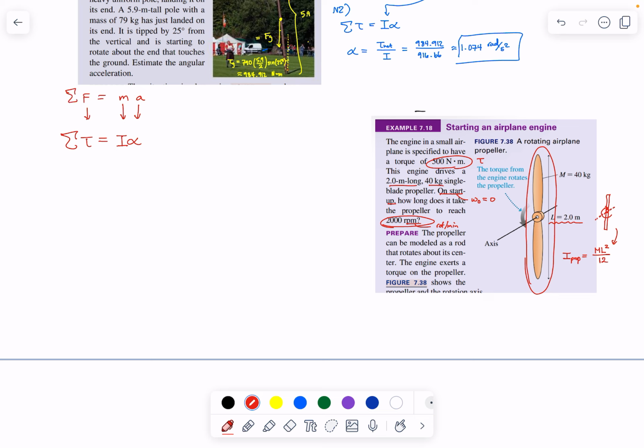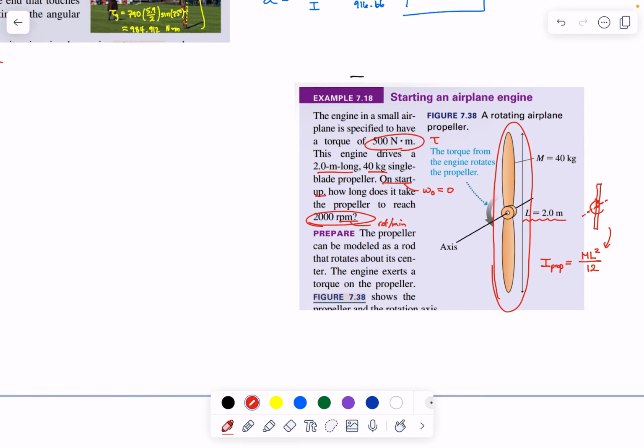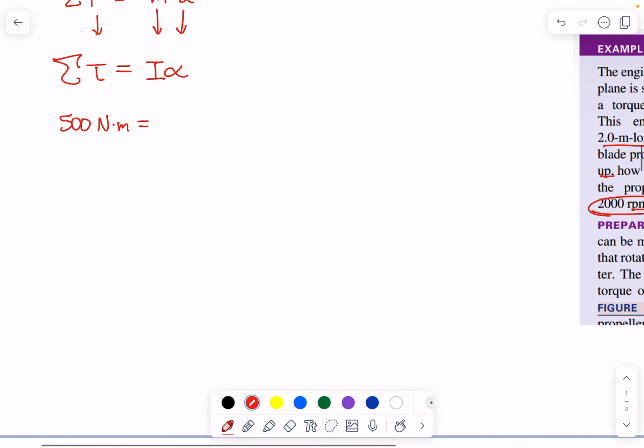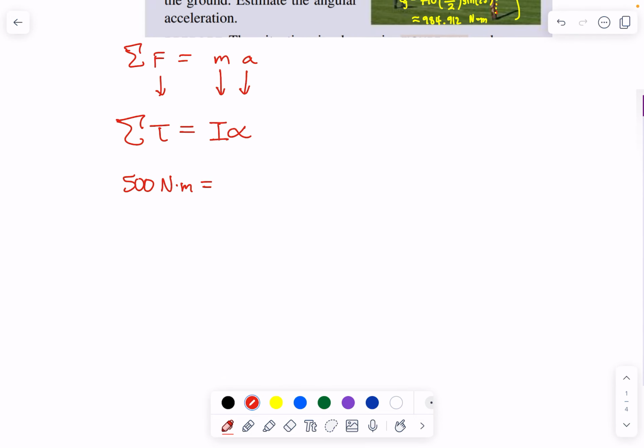So sum of the torques. Well, we know we have only one torque acting on the propeller. It's the 500 Newton meters. And even if you were to count gravity working on this propeller, gravity is going to act at the very center, going straight down. Torque is force times R. The R, the distance from the axis, is 0. So the torque due to gravity is also 0. So this is the only torque we have.